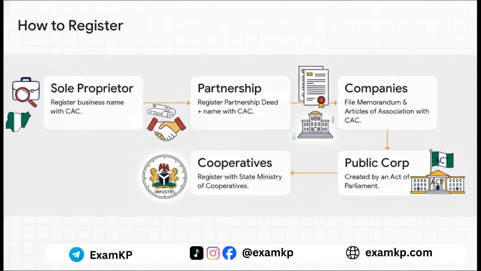But wait, there are exceptions, and exams love to test you on the exceptions. Public corporations are not born at the CAC. They are created by a special law, an act of parliament. And cooperatives, they register with the State Ministry of Cooperatives. Knowing these small differences is how you get those top marks.